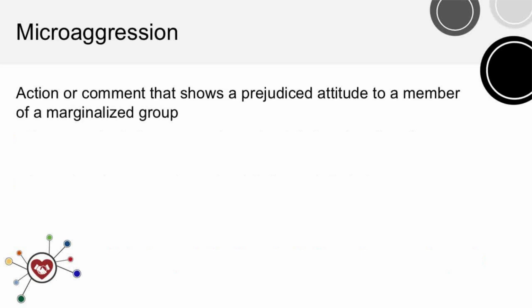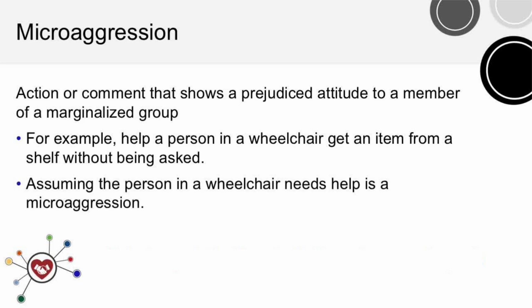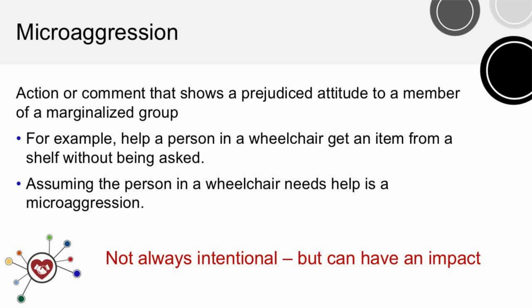A microaggression is a subtle, indirect, or sometimes unintentional act of discrimination. When we commit microaggressions, we often do not realize they are generated from our implicit bias. An example is helping a person in a wheelchair get an item off the shelf without being asked. A person who prides themselves on their independence may feel more frustrated by than appreciative of our help. Assuming they need help is unintentional discrimination. Microaggressions are not always intentional, but it's important to be aware of how they can impact our relationships and our treatment of others. We should work to better understand why they happen and how we can change our behavior to get rid of them.